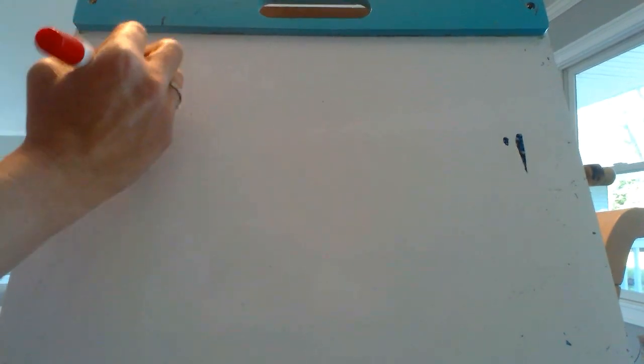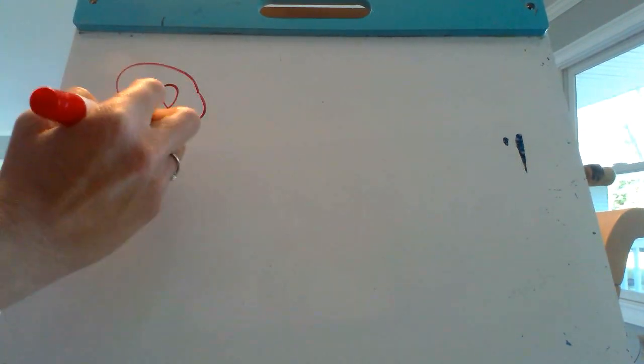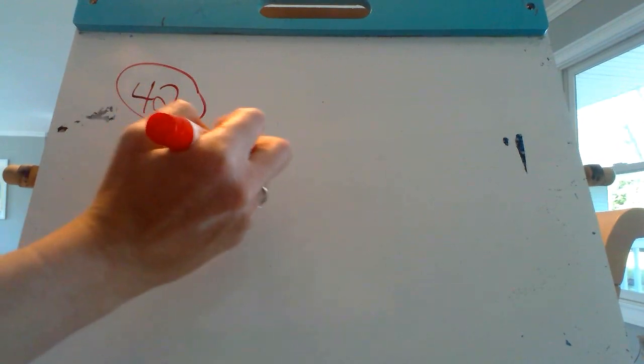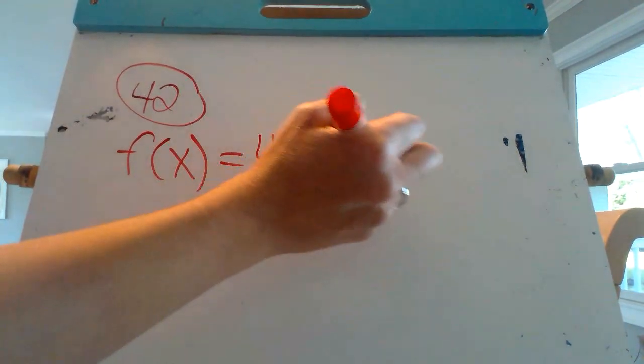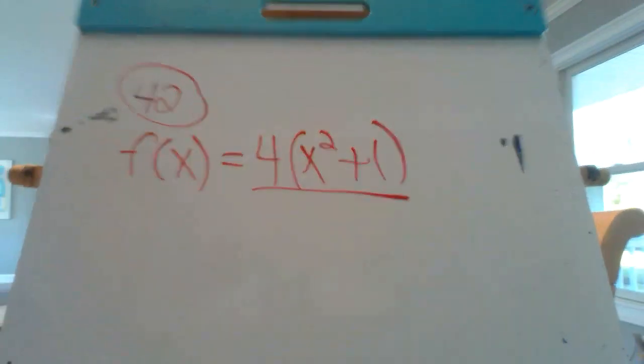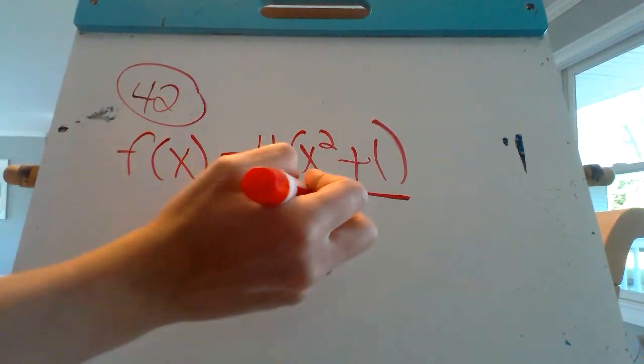Okay, so I assigned you 2 questions to try for homework, but I just want to give you a hint on 42, because 42 is a little more challenging. So 42 looks like this. F of x is equal to 4 times x squared plus 1 over x squared.